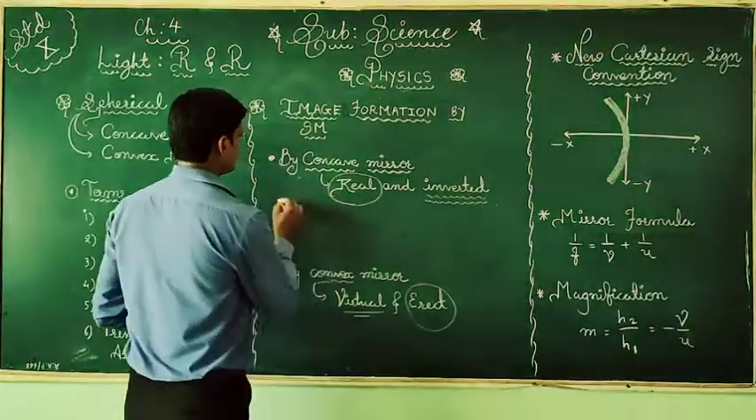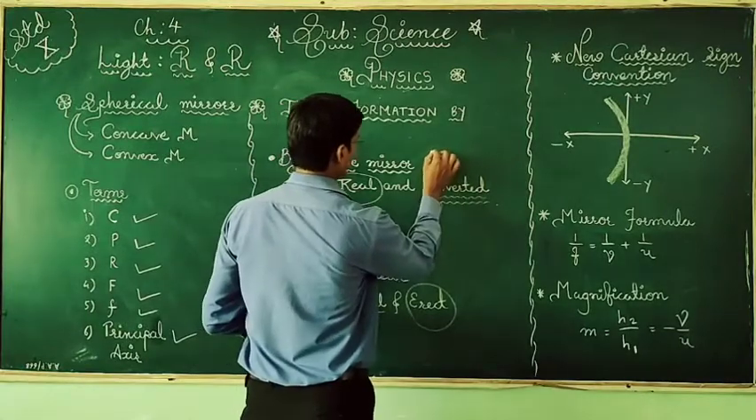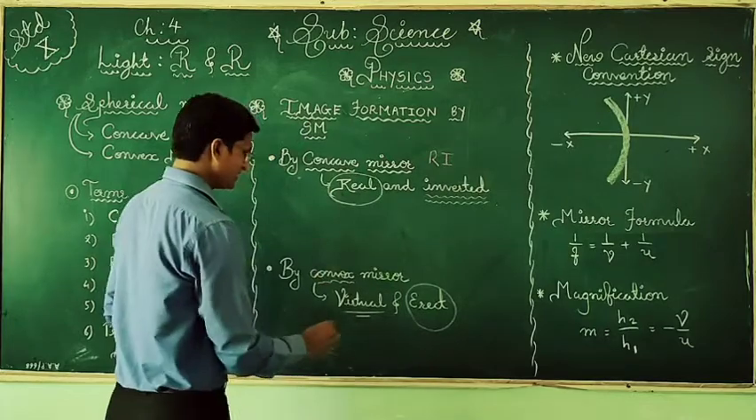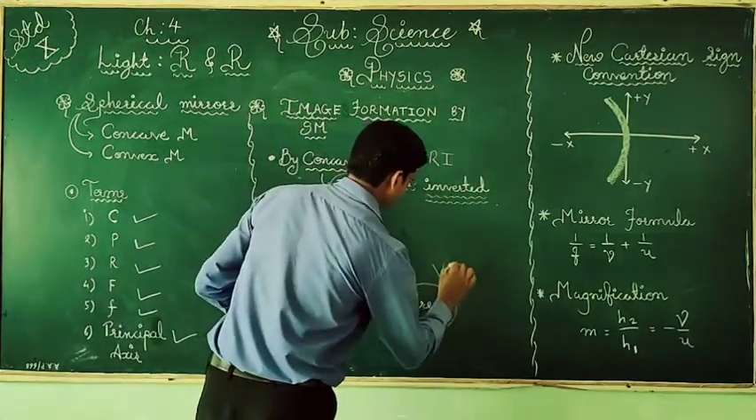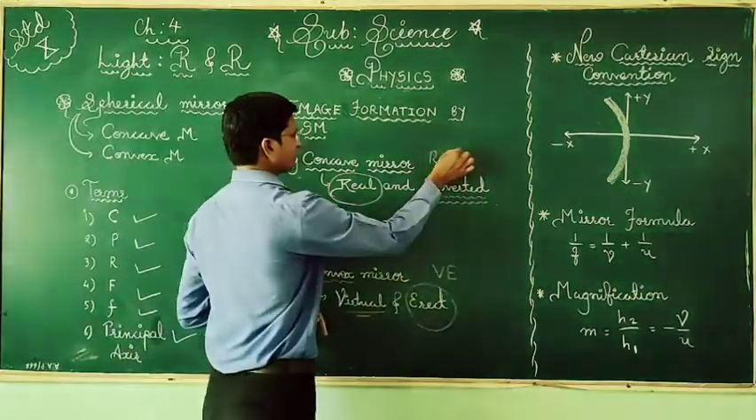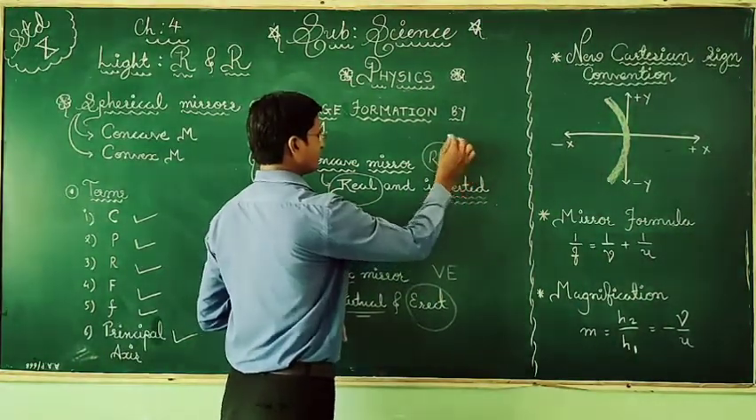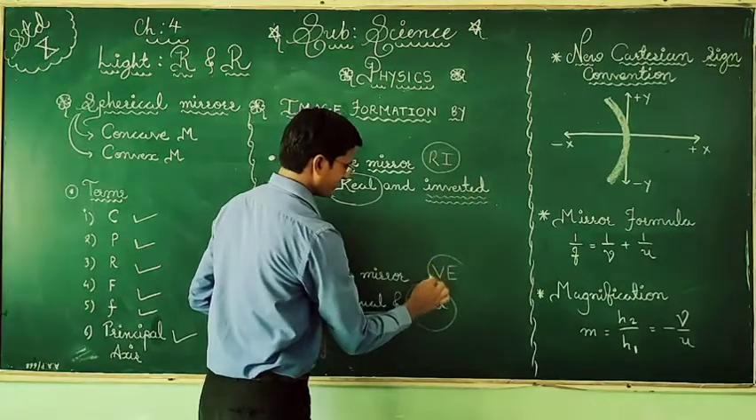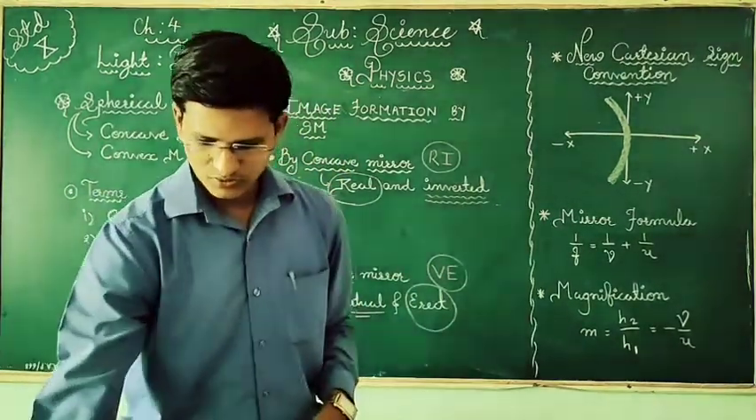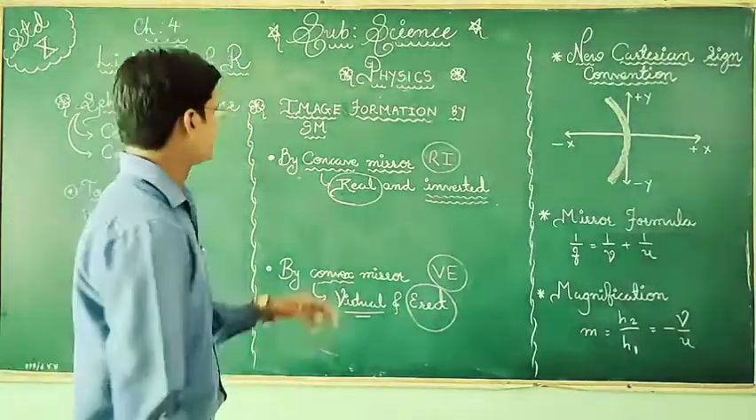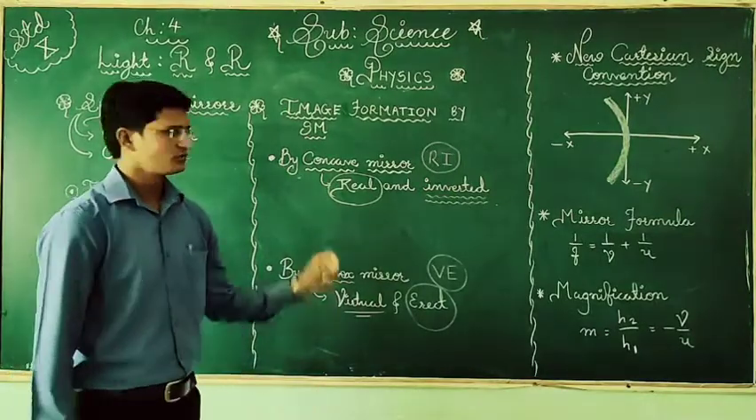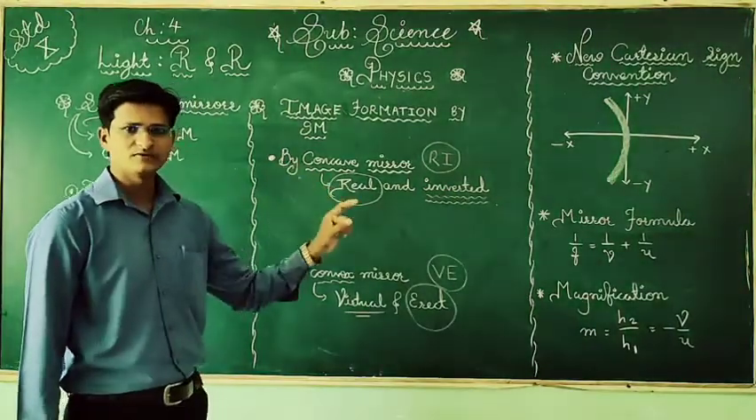So you can remember: RI for concave, and VE for convex. Concave it is RI, and convex that is VE. So easily you will be able to remember. R for real, I for inverted. So this is the position, this is the image formation.